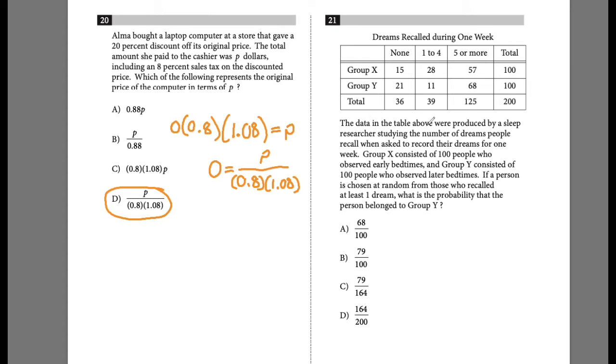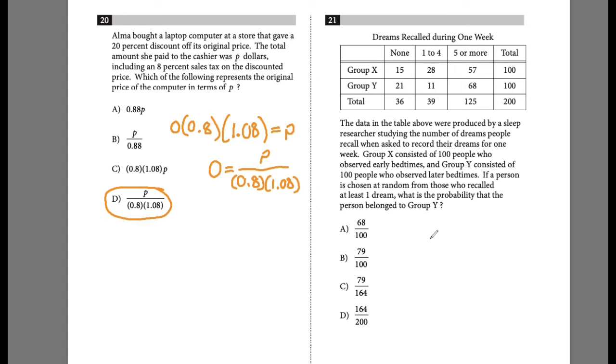Number 21. The data in the table above were produced by a sleep researcher studying the number of dreams people recall when asked to record their dreams for 1 week. Group X consisted of 100 people who observed earlier bedtimes, and Group Y consisted of 100 people who observed later bedtimes. If a person is chosen at random from those who recalled at least one dream, what is the probability that the person belonged to Group Y?